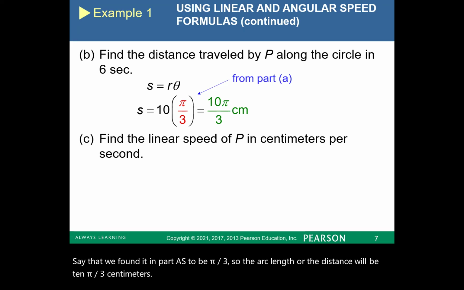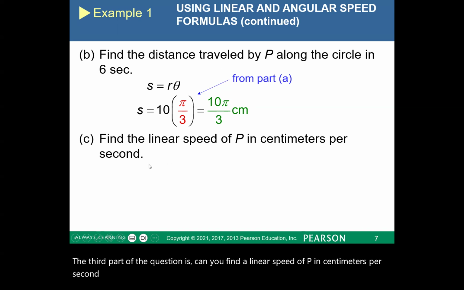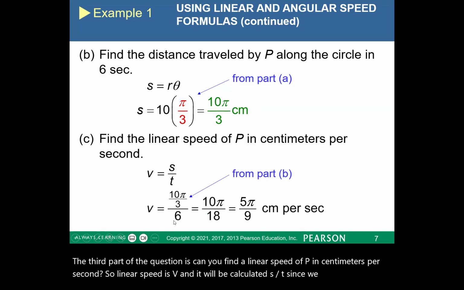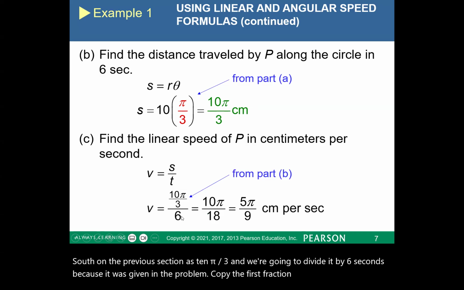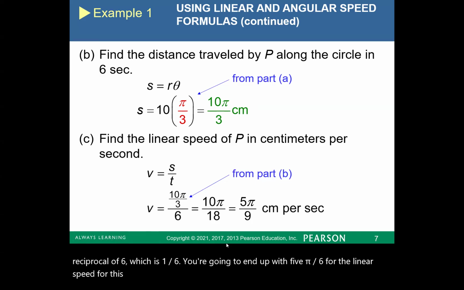The third part of the question is, can you find the linear speed of P in centimeters per second? Linear speed is V, and it will be calculated as S divided by t. Since we calculated S in the previous part as 10 pi over 3, we're going to divide it by 6 seconds because it was given in the problem. Copy the first fraction, multiply it by the reciprocal of 6, which is 1 over 6. We're going to end up with 5 pi over 9 for the linear speed for this question. And this is the problem type we're going to practice in the homework.